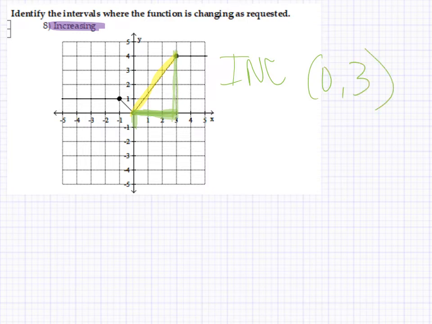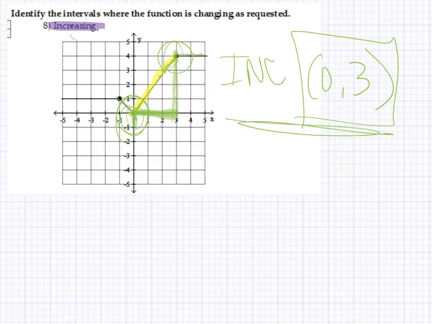Now I don't include 0 or 3 because that's where a change is happening. This point right here is going from decreasing to increasing, so I don't include it in either. This one is increasing then constant, so I don't include that one. So simply parentheses around it, but you label the x values for which this is happening.